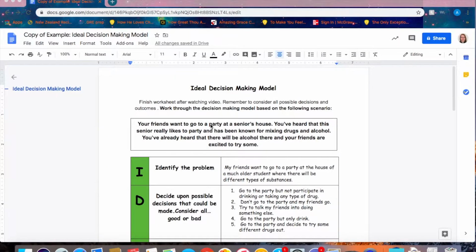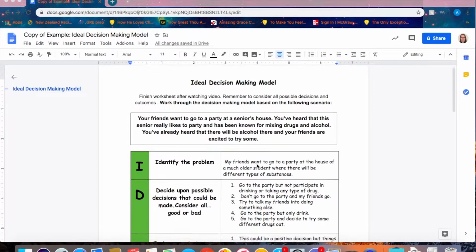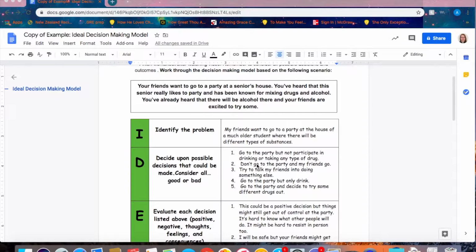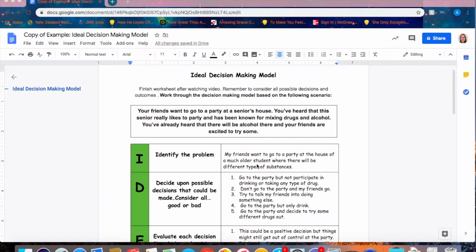So here we have the ideal decision-making model worksheet. This one I've filled out as an example, but it has a different scenario up here. You'll fill yours out on your own with your scenario. We'll just go through this one as an example really quickly. The ideal decision-making model is all about a way to think through decisions, helping you to think through consequences and outcomes and positives and negatives about different choices that you could make.